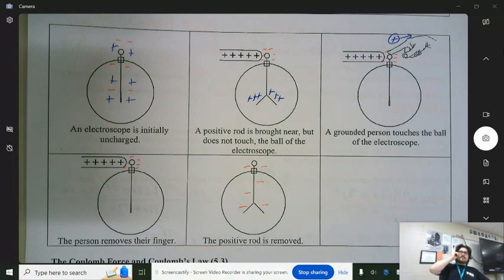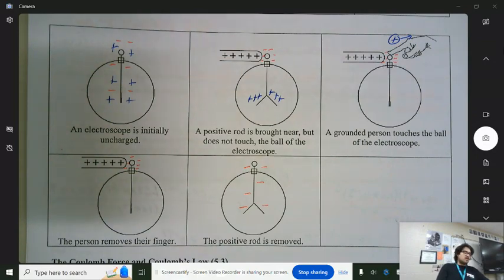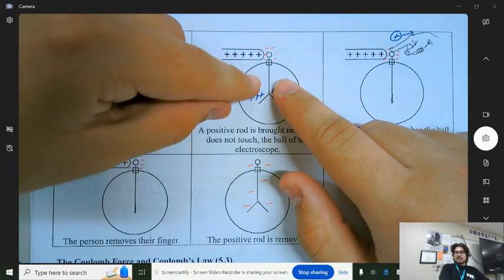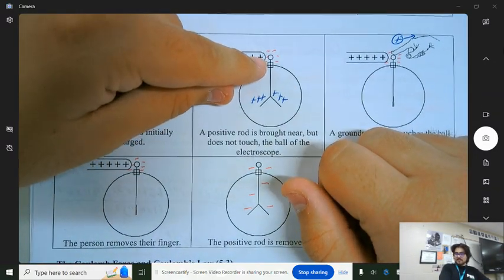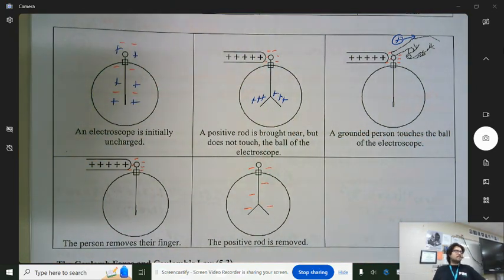Okay, and then here's another example, an electroscope that's initially uncharged. You have a variety of charges on it, okay, but they balance each other out. You bring a positively charged rod, it's going to get all the negative charges up into the sphere and all the positive charges down to the leaf. Now, here's the fun part, okay?